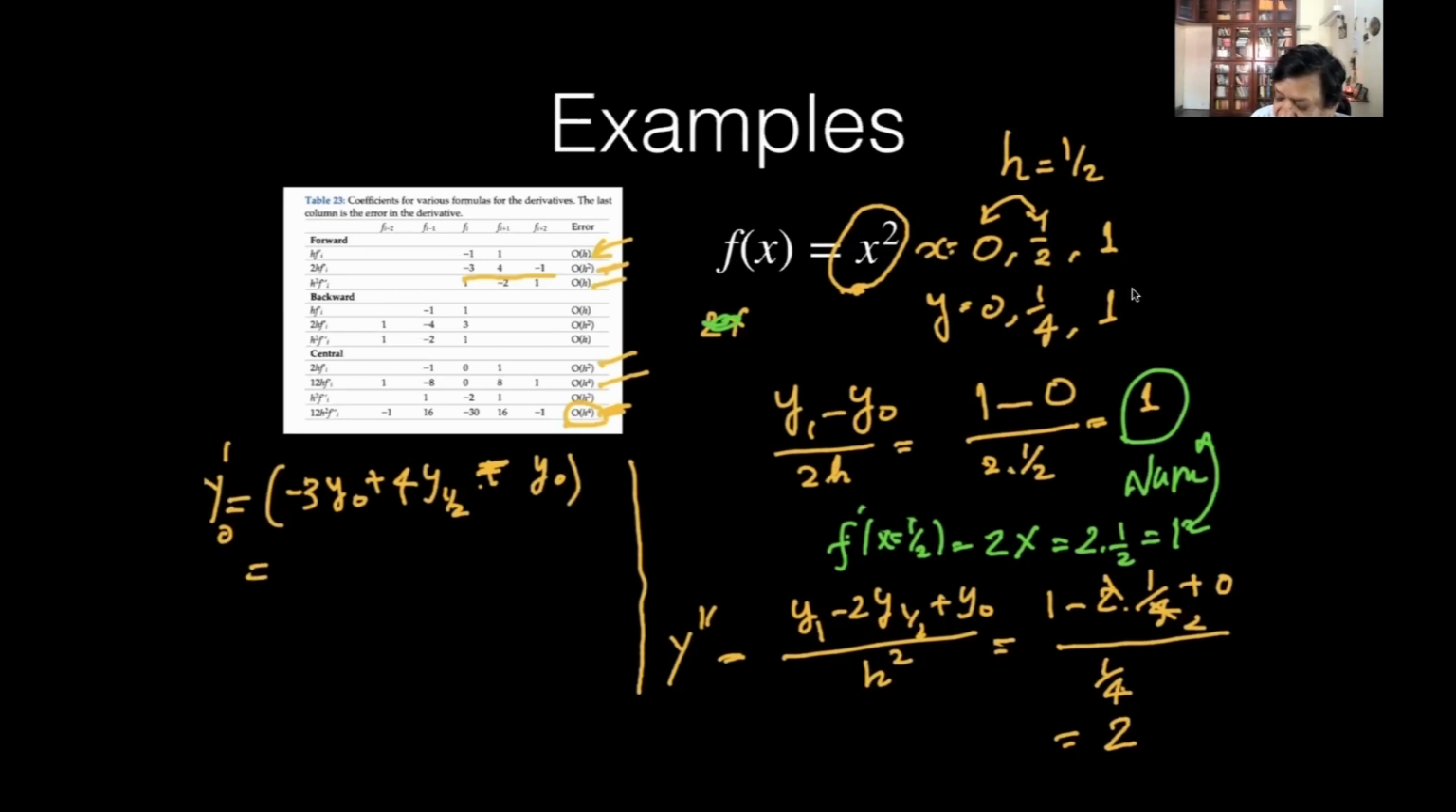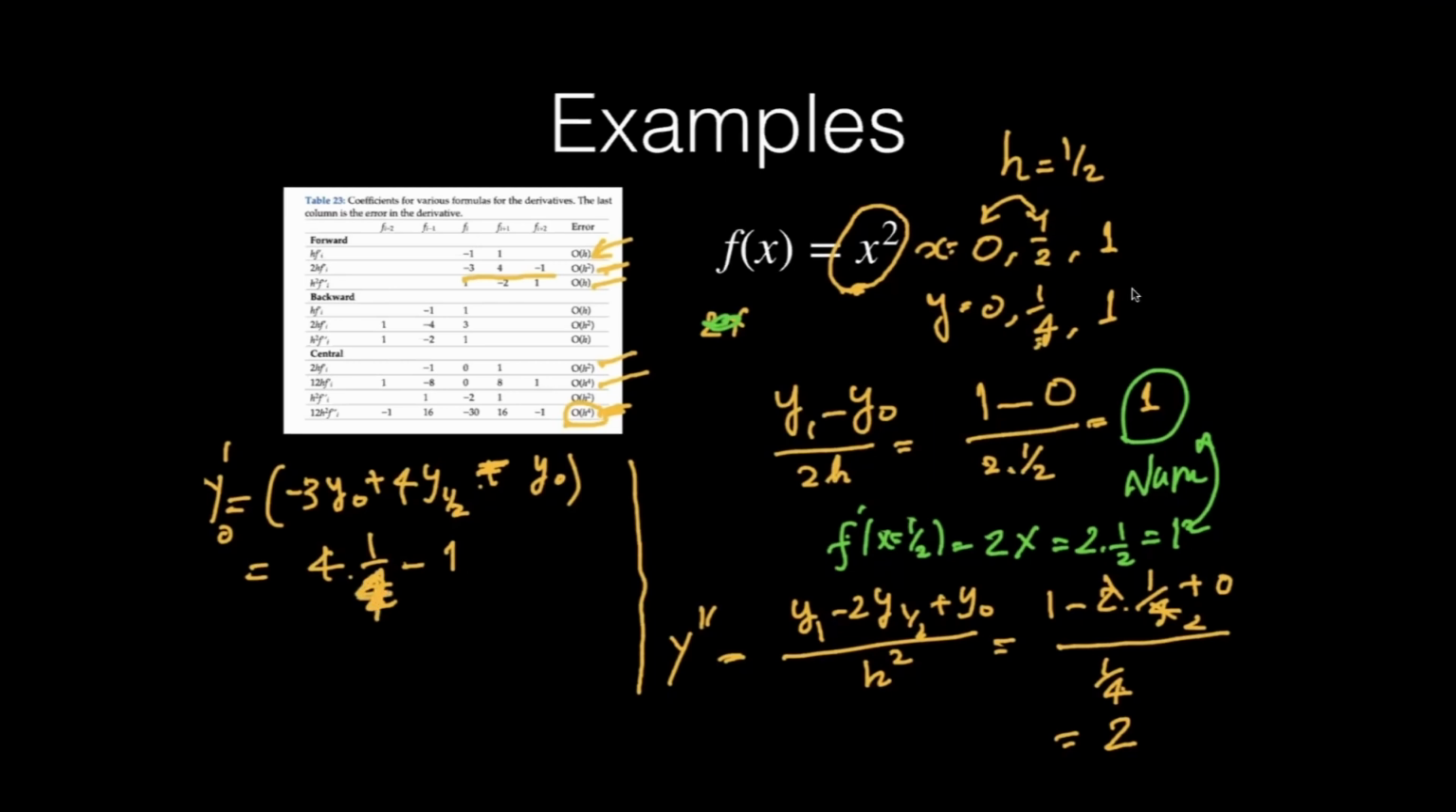So y0 is 0. So the first one is gone. Second one is 4 times 1 quarter, which is 1. Right? Y half is 1 quarter. Minus y1, which is 1. Excellent. So this is 1 minus 1 is 0. And indeed, the first derivative at x equal to 0 is 2x, and it is 0. So we can get all this with 3 points exactly.